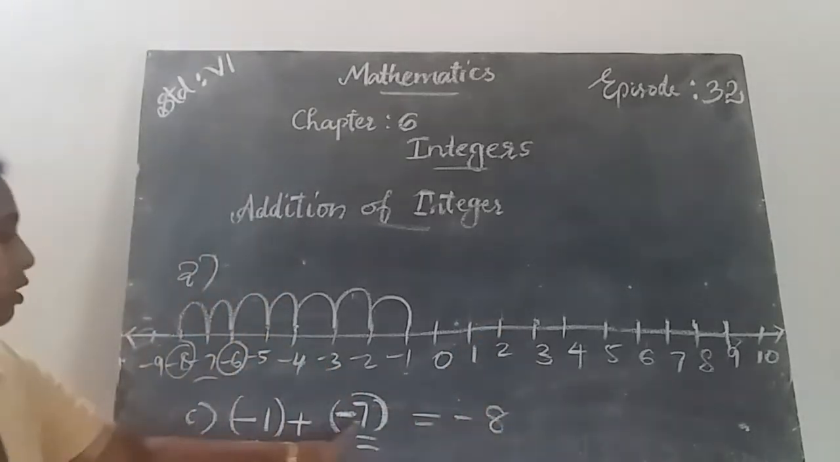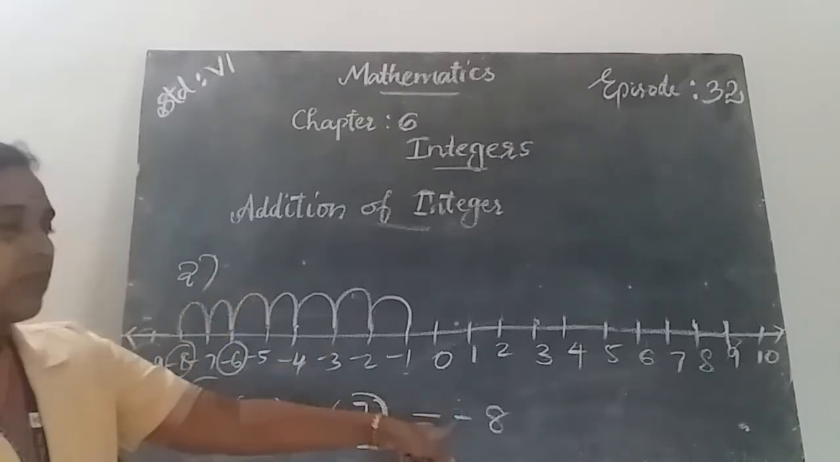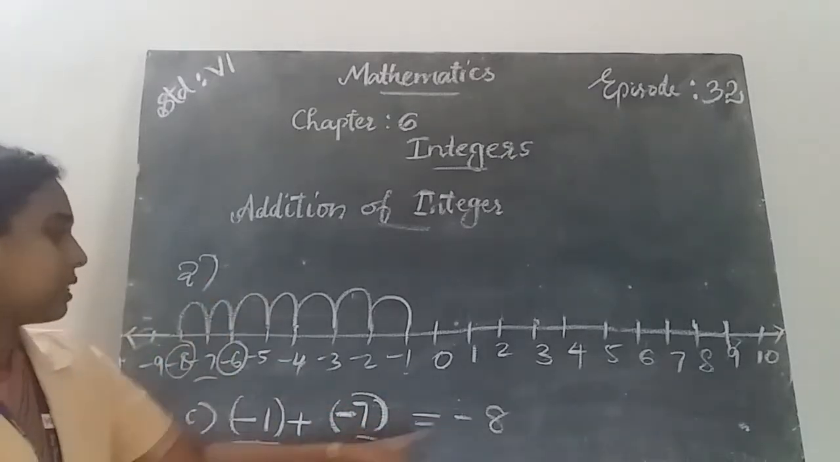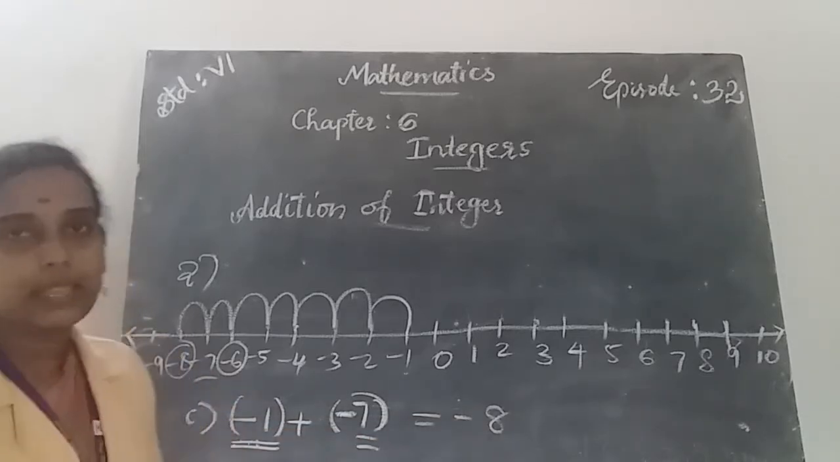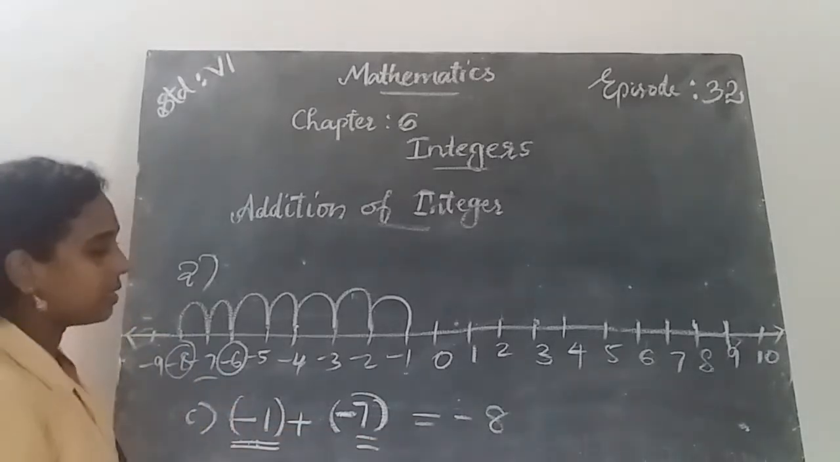So if we add two negative integers, then we get a negative integer. 1 plus 7 we get 8 and the two integers are negative. So we take the negative sign. So we get negative 8.